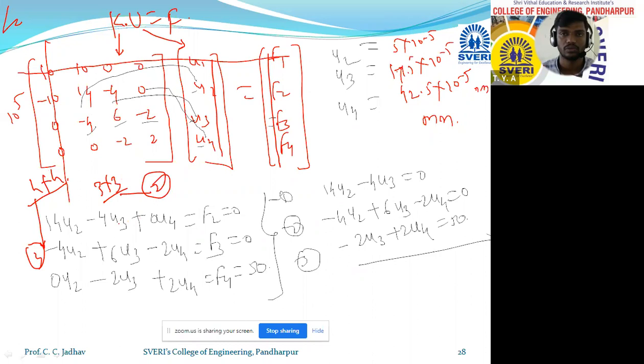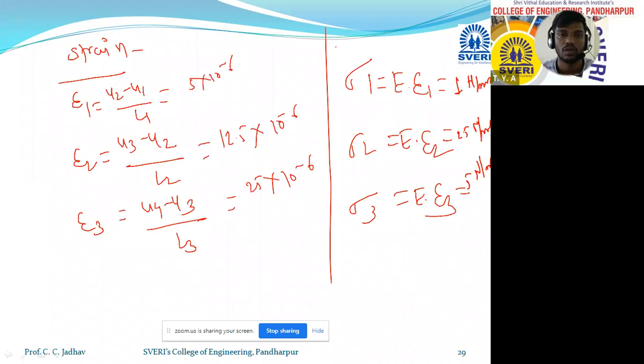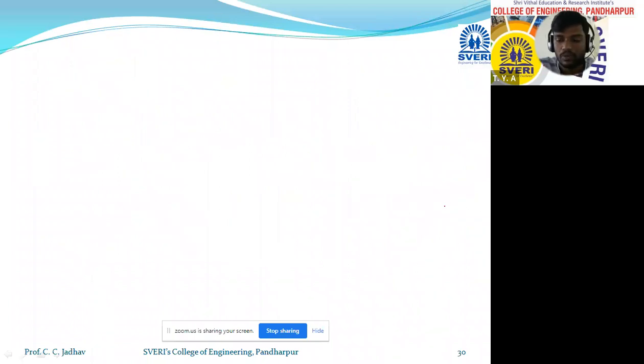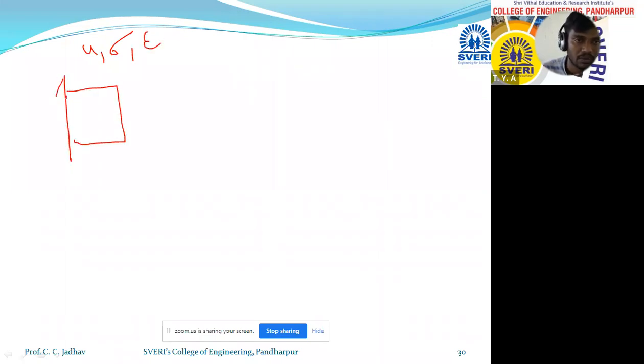Understood? Like this way you have to solve all the 3 equations. You will get the unknown values like U2, U3, U4. Once you get these displacement values, you can simply calculate the strain values by the formula, and after that you can simply calculate the stress values. Understood? So next problem, I will give a very simple problem you can solve within 5 minutes. Calculate the displacement, stress, strain for the given problem. Only one element is there.